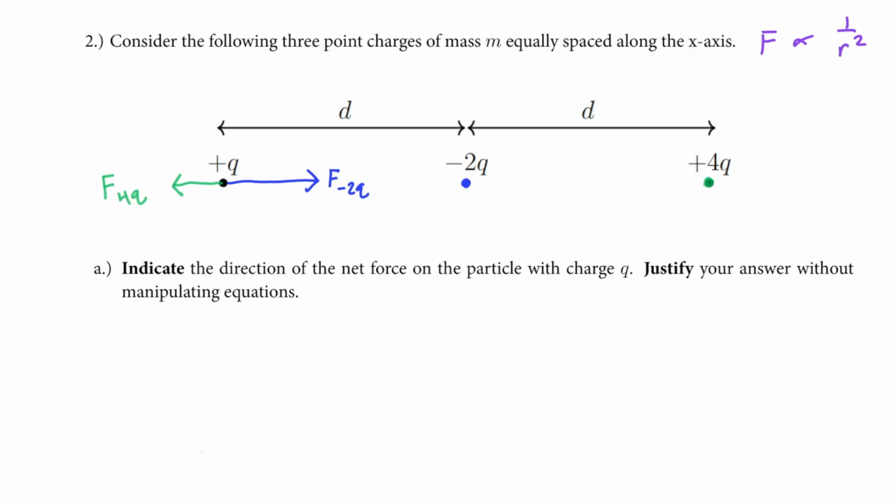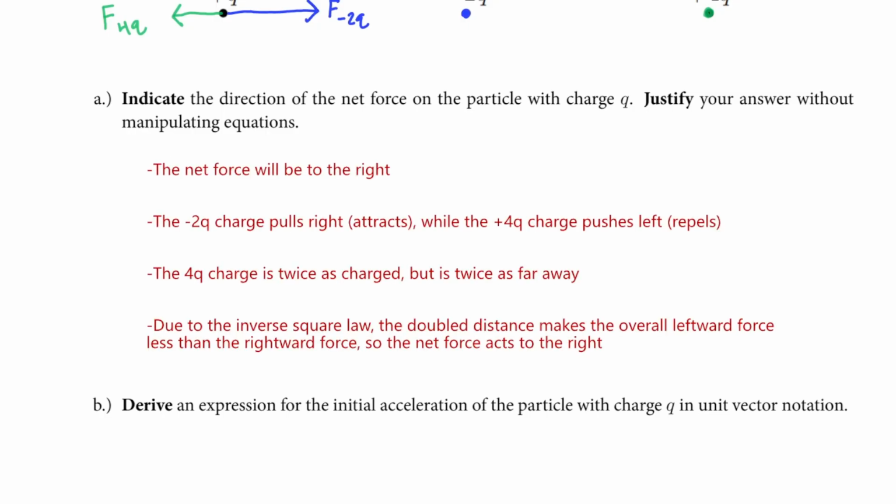So we can see the blue arrow is longer, so we're going to get a rightward net force. And there's my explanation. So the 2q charge pulls right, the 4q pushes left. The 4q charge is twice as charged, but it's twice as far. And due to the fact that the distance is squared, that farther away part causes a larger effect.